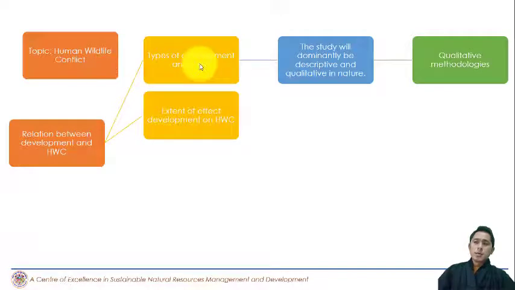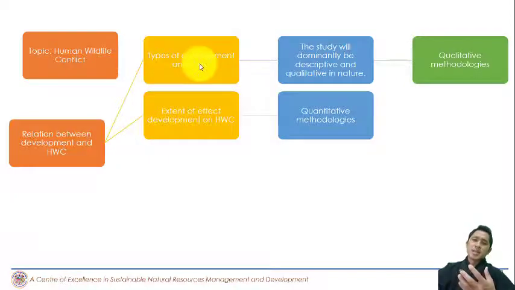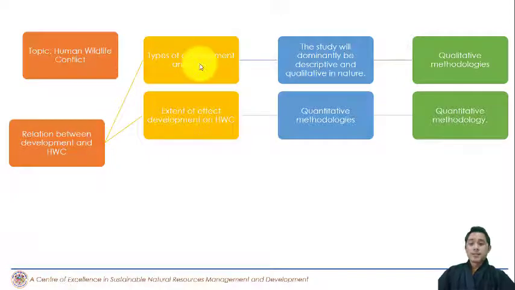Let us say that our research problem is to study the extent of effect of development on human wildlife conflict. So whether a small developmental activity is causing a huge impact on human wildlife conflict, or whether a higher level of developmental activities is causing a huge or detrimental effect on human wildlife conflict. So we are looking at the extent. That means we're looking at quantitative data, so here we'll be using quantitative methods.